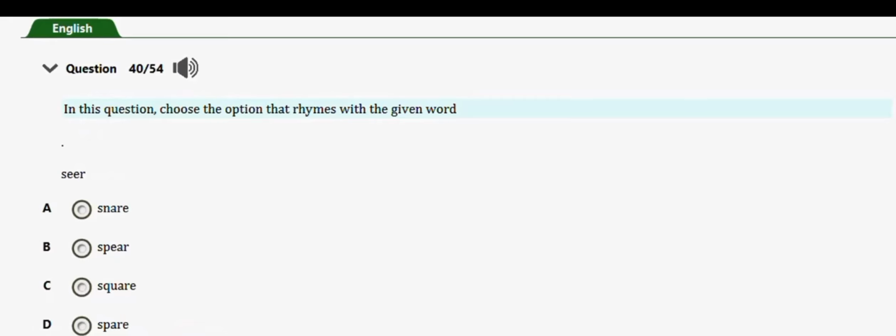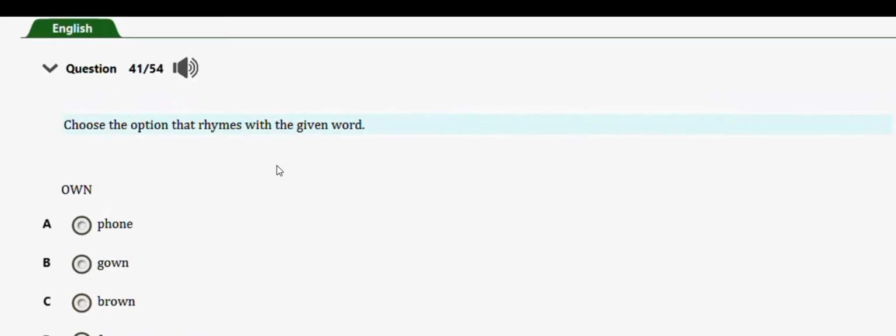Next question. It says the one that has the same rhyme with own. For the options we have phone, gun, brand, fan. The right answer is option A, phone. This is a repeated question. Okay, so the next repeated question will be this one.